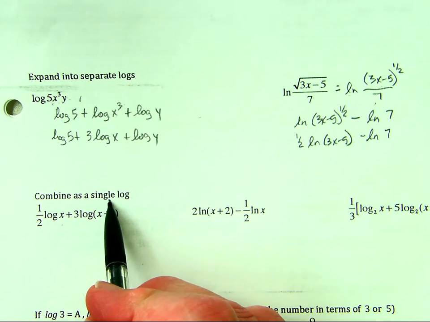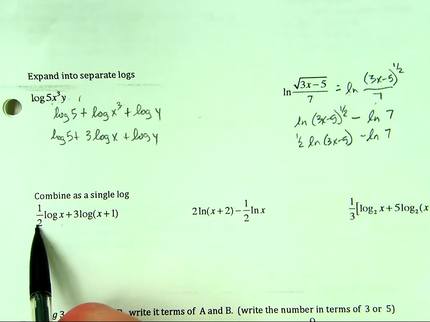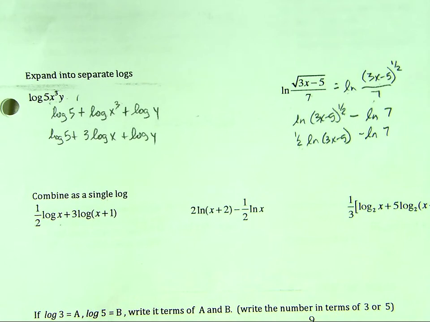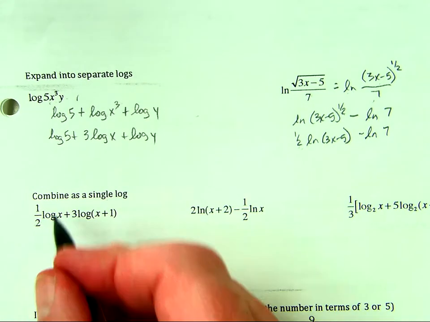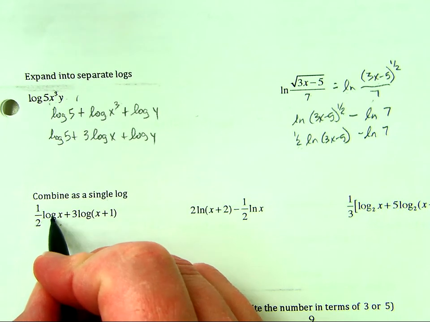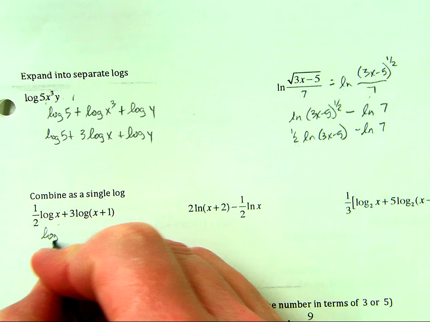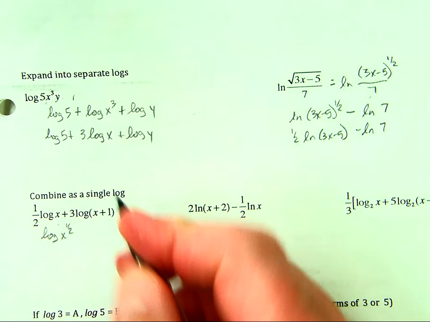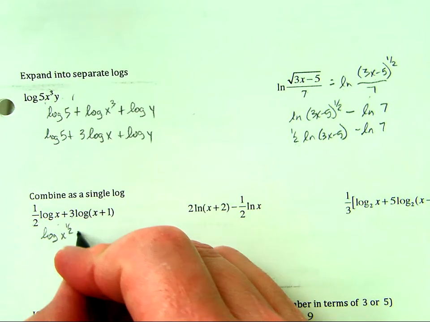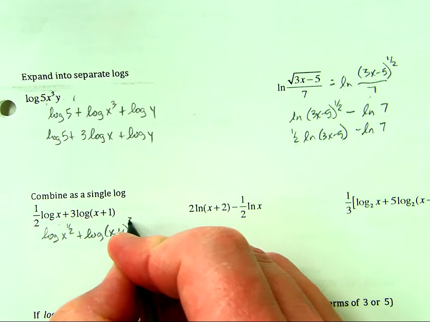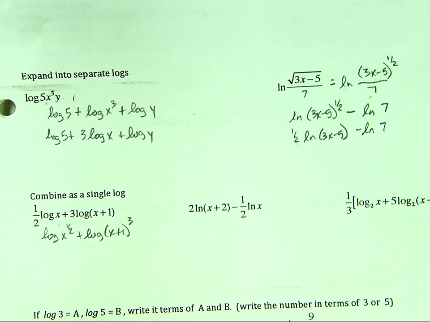Combine as a single log. Well, first, this number out front. Now here, when there was a number out front, didn't that used to be an exponent? So that's the first thing. Let's put that back. There's the 1/2 in front of this log of x. So let's put that back. That'll be the log of x to the 1/2. Here, there's a 3 out front. Let's put that back. That'll be the log of x plus 1 cubed. So that's the first thing. Put the number in front back as an exponent.